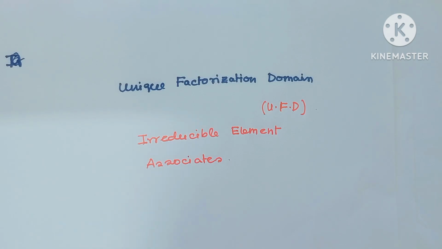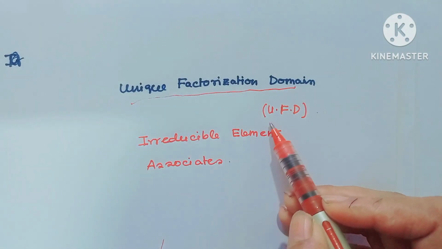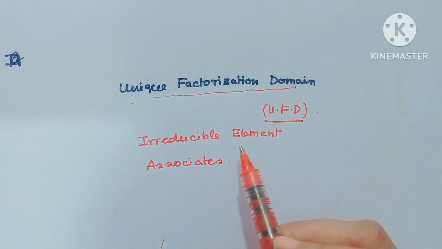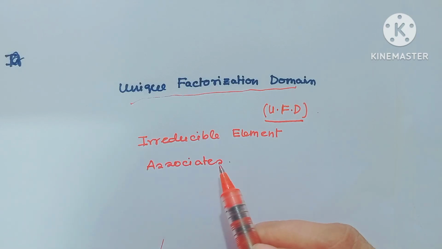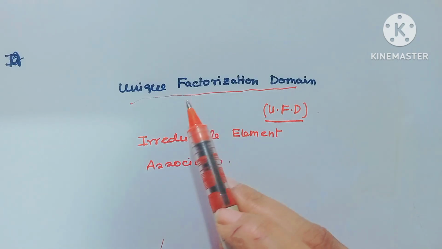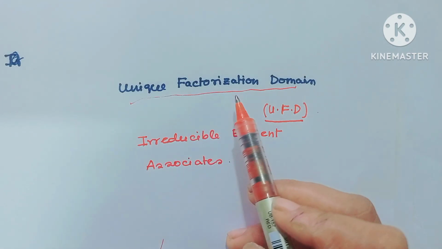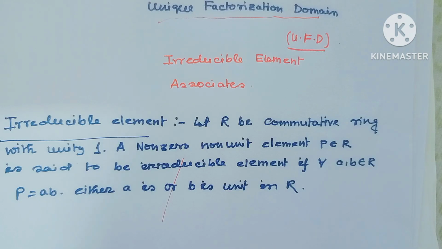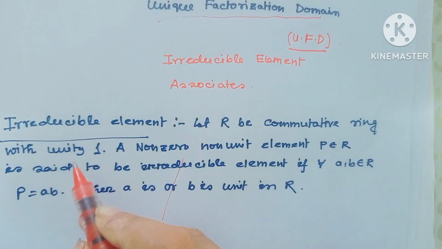Today's goal of this lecture: I am going to describe the unique factorization domain, shortened as UFD. At first I will discuss what an irreducible element is and the definition of associated. Today I will see what a unique factorization domain is.